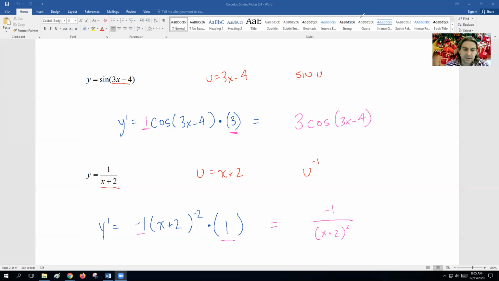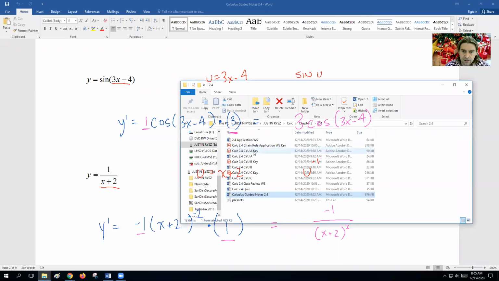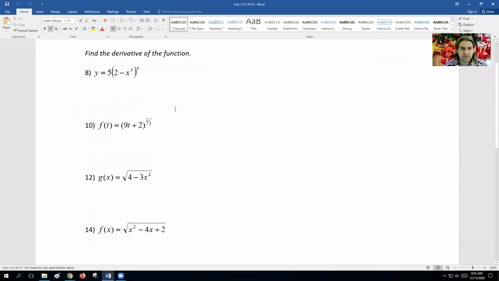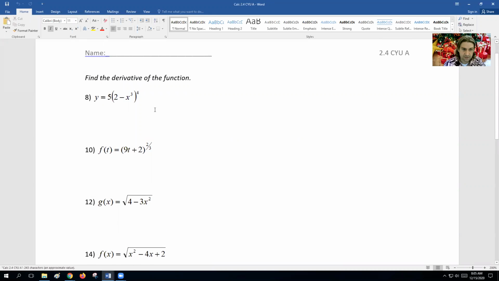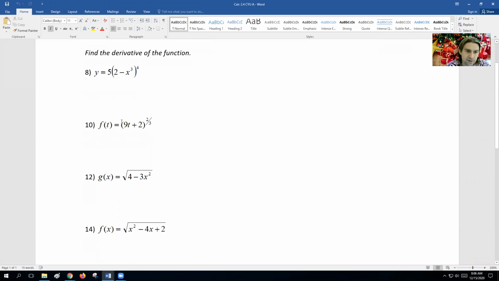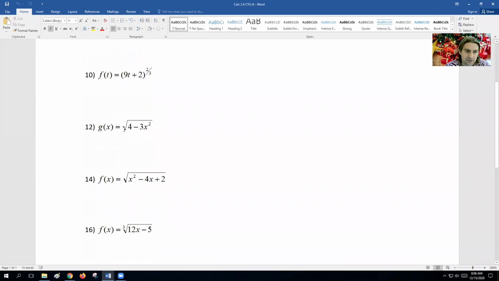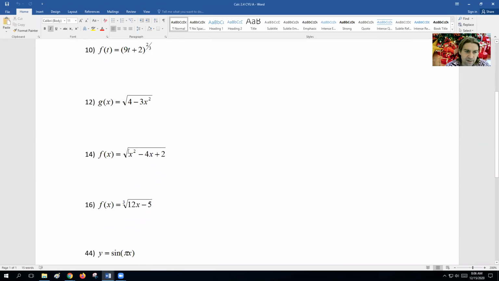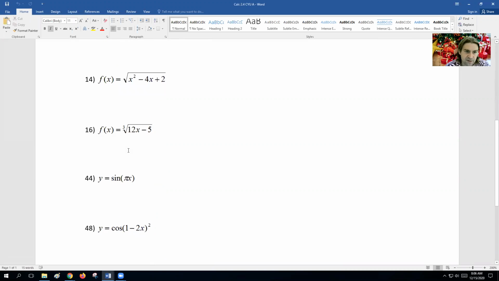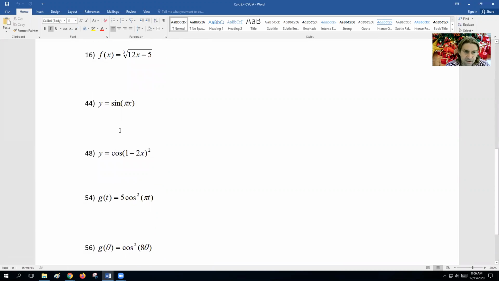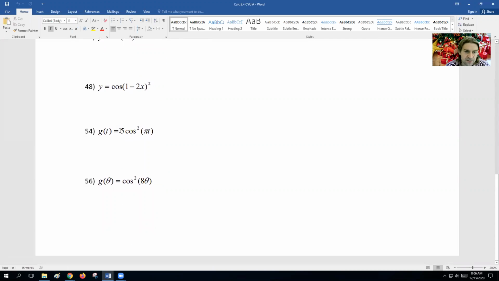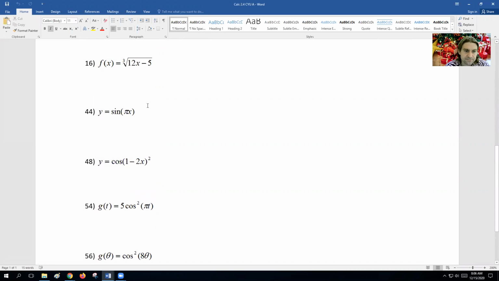So now let's take a look at the CYU that you guys will be working on, the worksheet A. Let's look through it, see if there's any problems that would cause any confusion. Okay, so most of these problems here you look to see, okay, we got 5 of something to the 4th power, something to the 2/3 power, something to the 1/2 power, something longer to the 1/2 power, something to the 1/3 power. So far all of these here shouldn't be too bad.